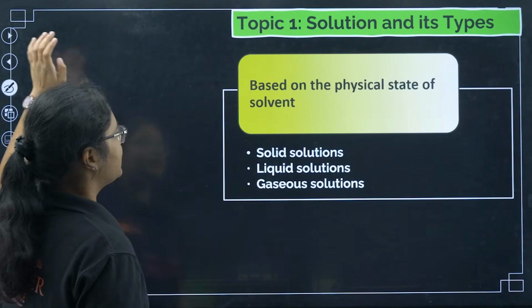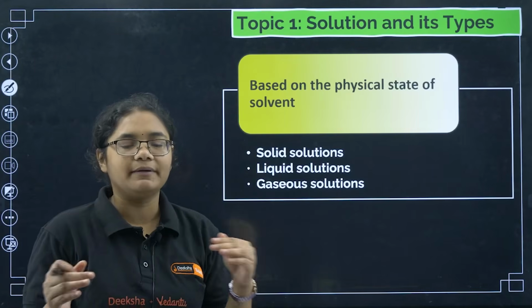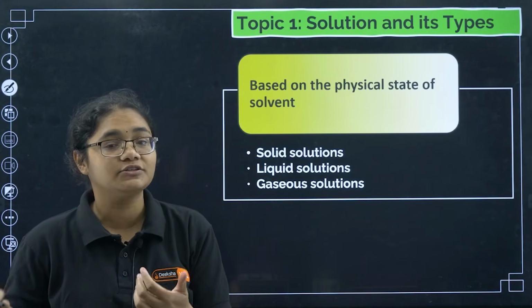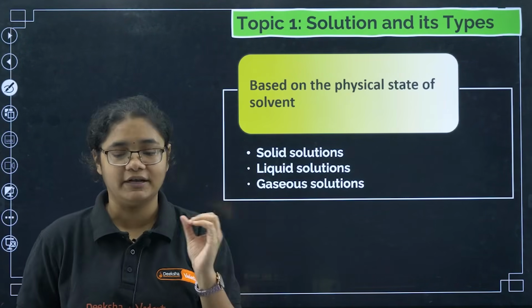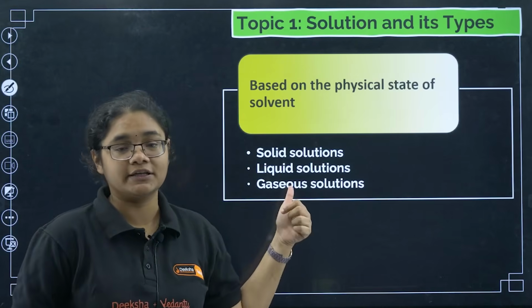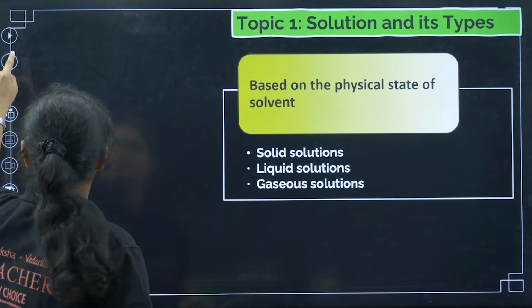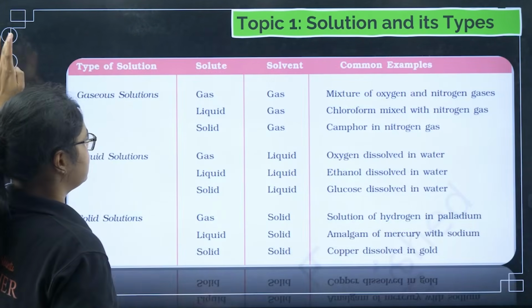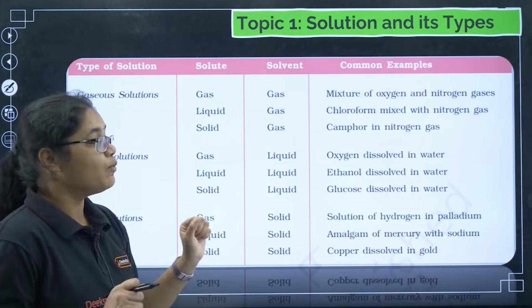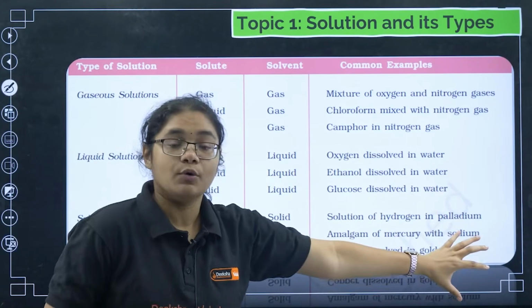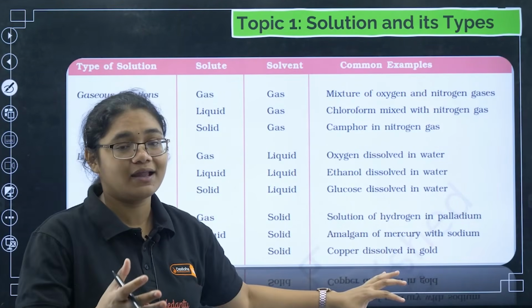First is the solution and its types. Very simple: based on the physical state of the solvent, solutions can be of 3 types: solid solution, liquid solution, and gaseous solution. I'll show you the examples. This table is there in the NCERT book. You have to remember these examples. Where can it be asked? It can be asked in the MCQ question.